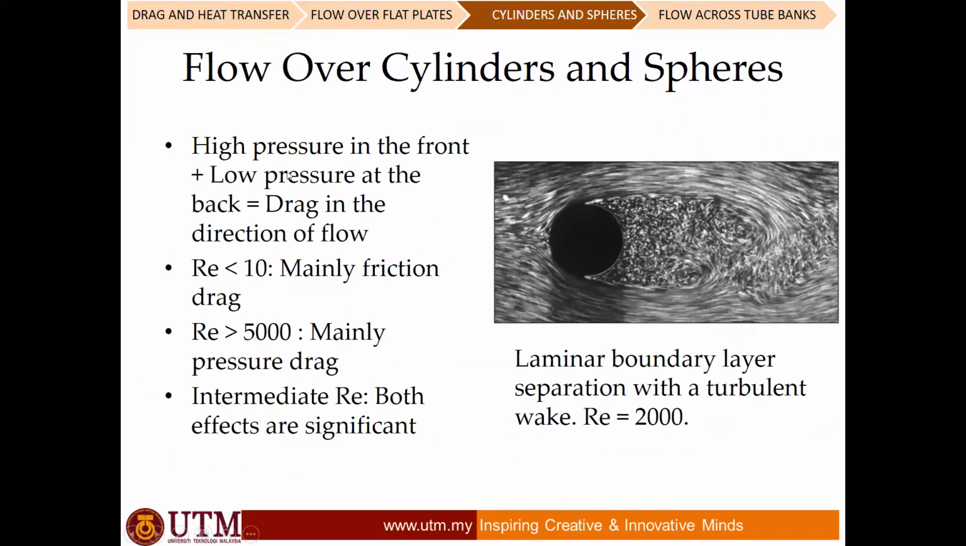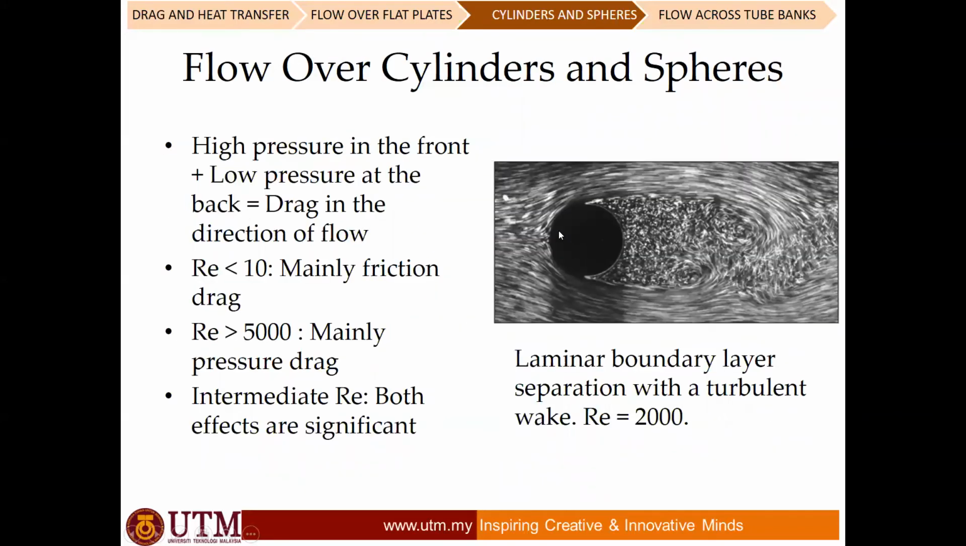So high pressure in the front and low pressure at the back causes the cylinder to be moving backward if you don't hold it. If you are working with a Reynolds number less than 10, it is mainly friction drag, mainly due to viscosity. At a high Reynolds number it is mainly pressure drag, which is when you have high pressure on the front of the cylinder.